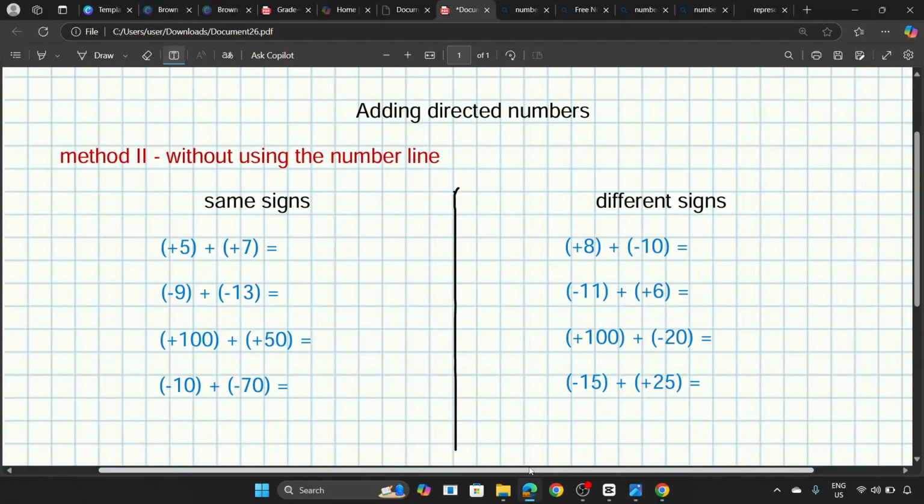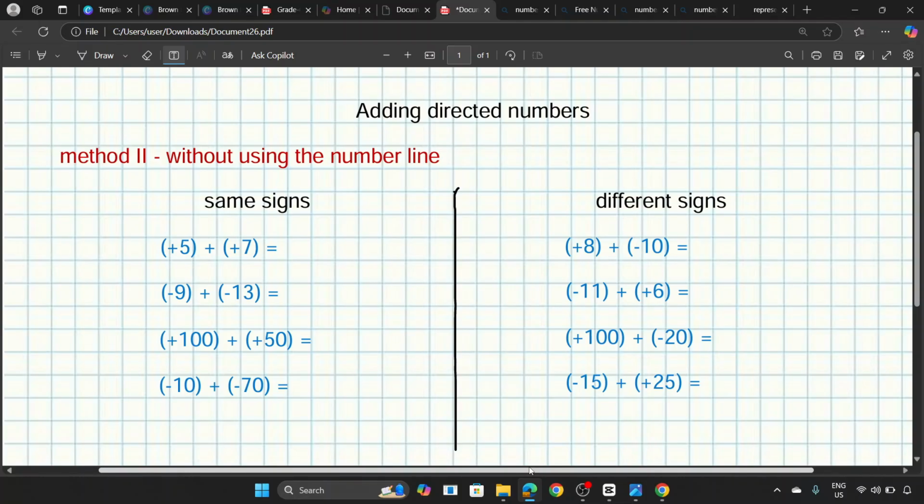Let's learn the second method, addition of directed numbers without using the number line. I have divided this page into two parts: same signs and different signs. As you can see on the left side, the same sign side, there are some operations with two numbers of the same sign. First one is positive 5 plus positive 7.